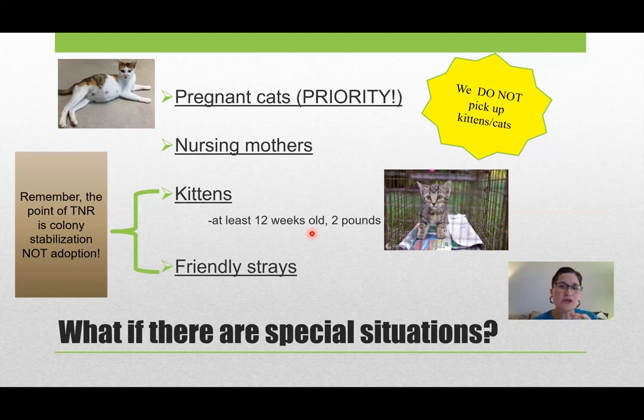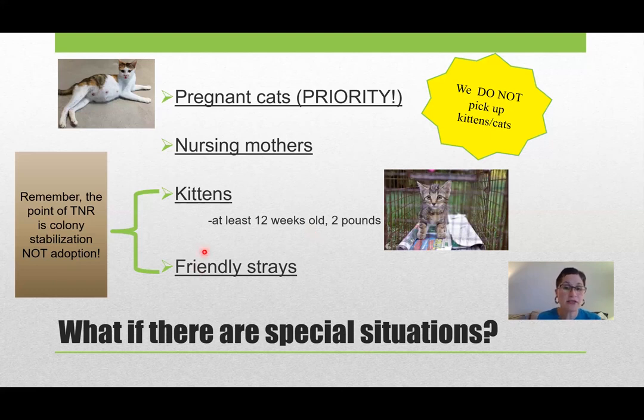And if you're not sure what a 12-week-old kitten looks like, AlleyCat Allies does have a brochure that actually shows you with pictures how cats look at different ages. Again, if I have time, I'll go ahead and show you where you can find that. It's a great resource.